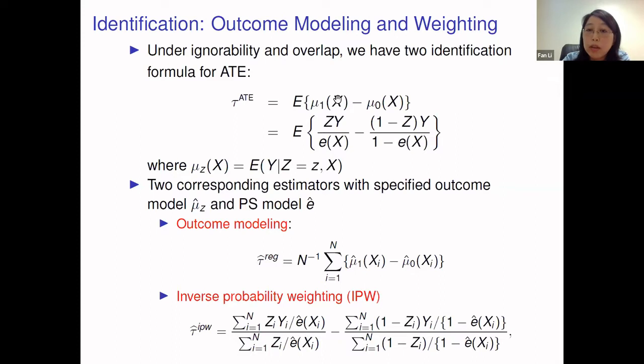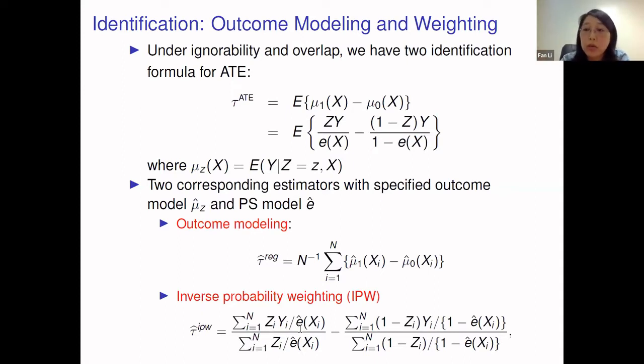You predict the mu1 and mu0, and then you just calculate the difference. Okay, the first one. So the second one is IPW. So IPW, again, you post a model, observational study. We don't know the propensity score. So what you do is you specify a propensity score model, estimate the propensity, and then you calculate the inverse probability weight, and then you calculate the weighted difference.